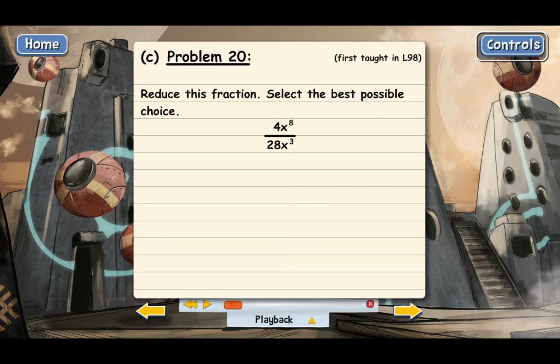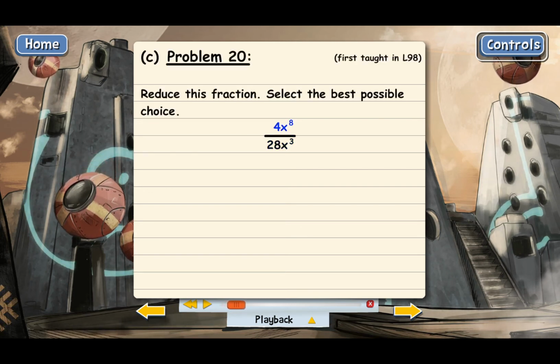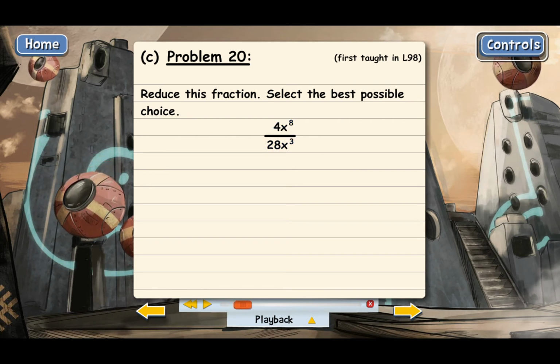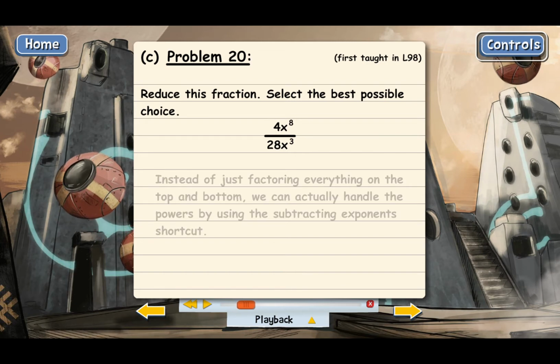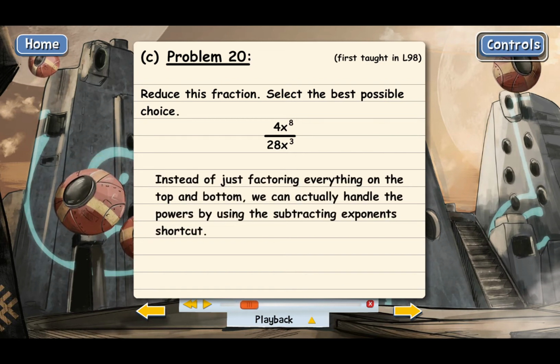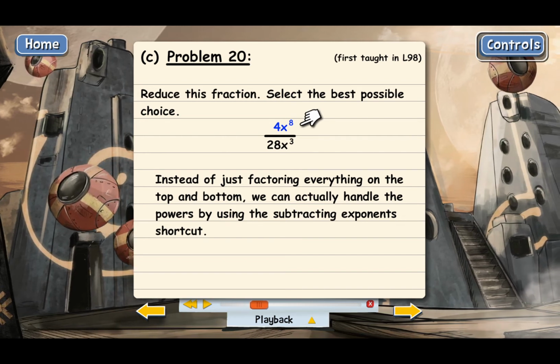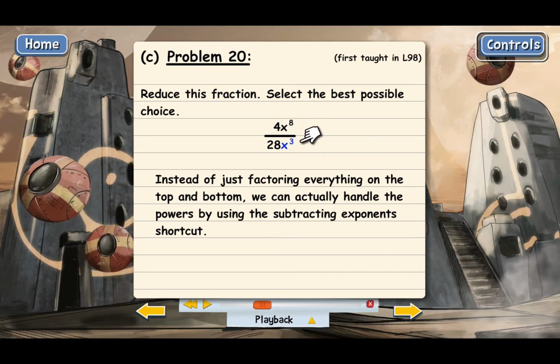Problem 20. We need to reduce this fraction, 4x to the 8th over 28x to the 3rd. And then remember from the lesson, there's a shorter way to do this instead of just factoring everything on the top and bottom. And that would mean we would have 2 times 2 times 8 x's multiplied, since x to the 8th is the same as 8 x's. And then we would have 3 x's down here.